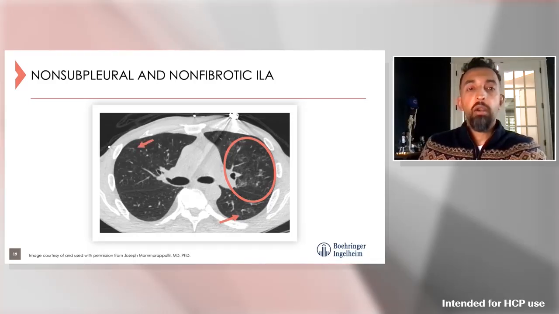All of these findings are in a non-subpleural distribution, so they do not occur on the pleural surfaces. Also, this is non-fibrotic ILA. I've got random bilateral pulmonary opacities. Certainly doesn't look like reticulation, traction bronchiectasis, or honeycombing. None of the findings we would use to describe fibrotic ILA.